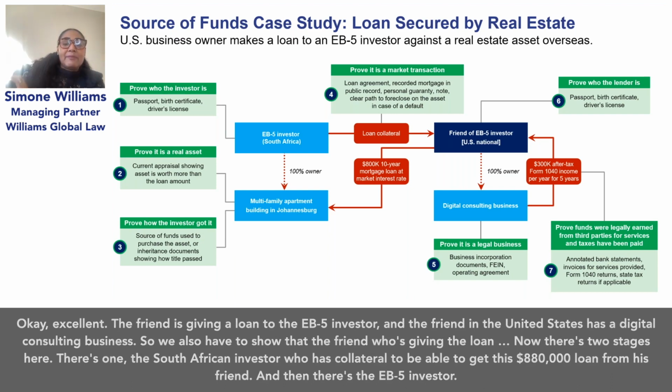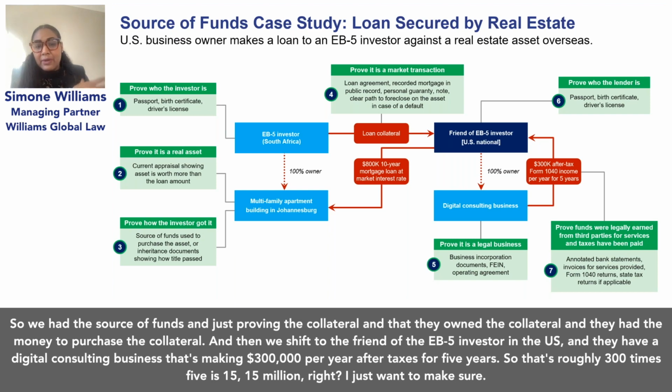And then there's the EB-5 investor. So we had the source of funds and just proving the collateral, and that they owned the collateral and had the money to purchase the collateral. And then we shift to the friend of the EB-5 investor in the US, and they have a digital consulting business that's making $300,000 per year after taxes for 5 years.